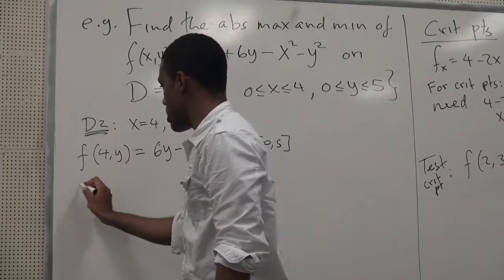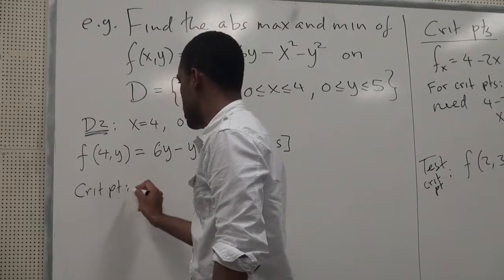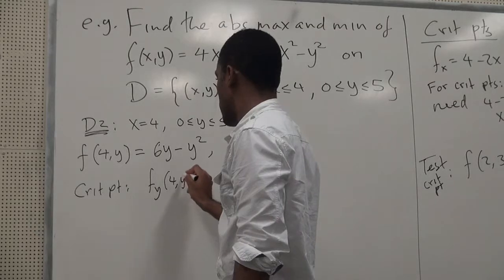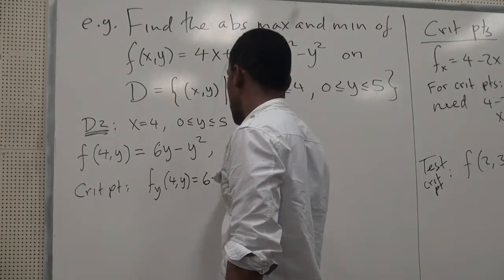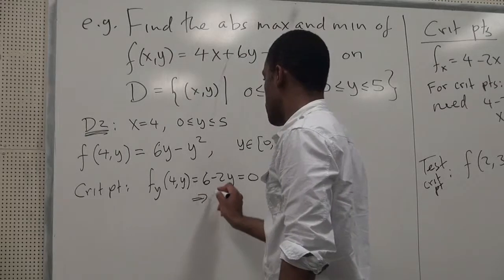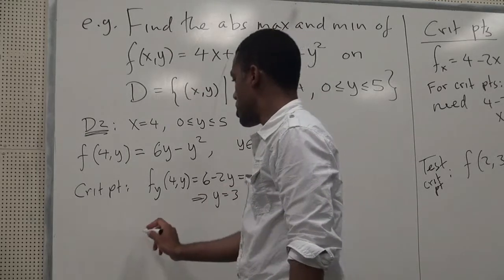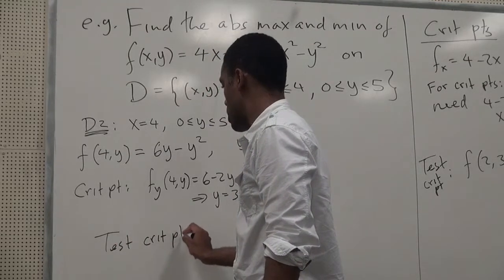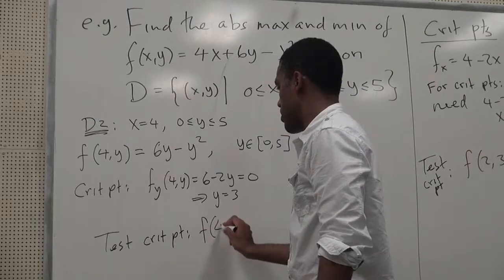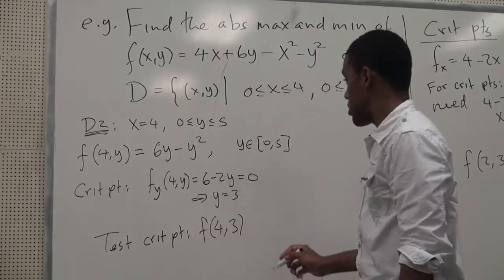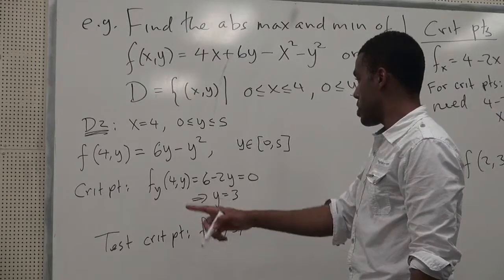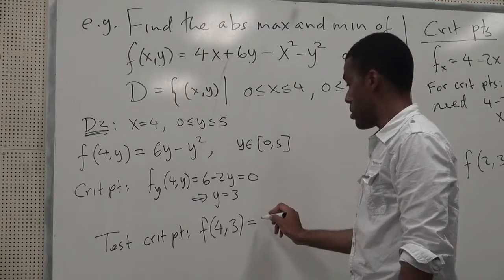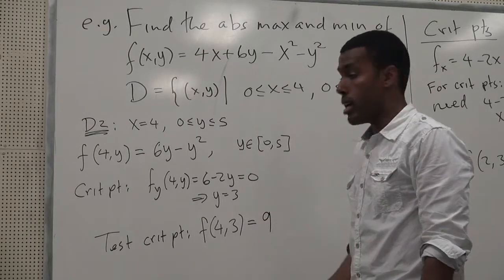So I first find the critical points. This means I find the derivative with respect to y, set that equal to 0. This means that my y should be 3. And so here I'm testing f of 4 comma 3. Which means I can just plug in 3 here. 3 times 6 is 18 minus 9. And I get 9.